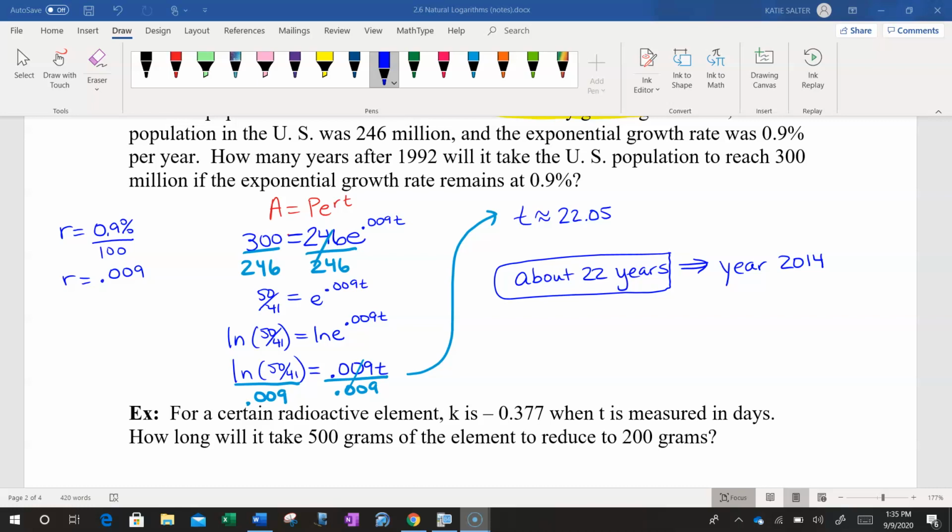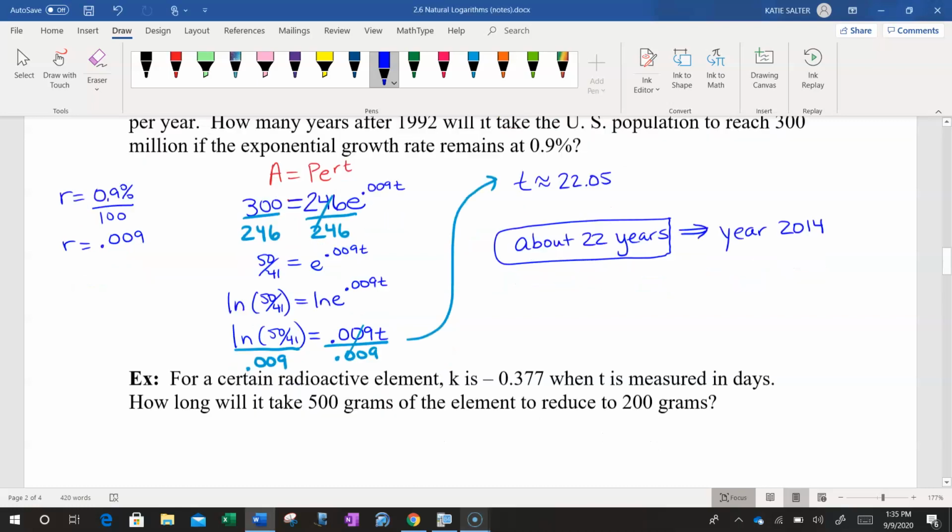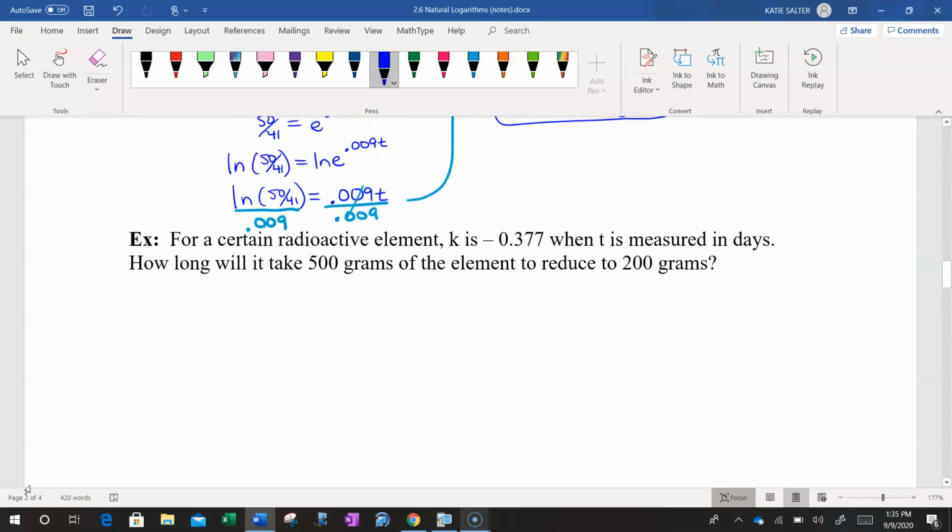In the end, we get just a little bit over 22 years. And even though this said about how many years, in case you had a problem where it said in what year, since this started in the year 1992, if we add 22 years to that, it would happen sometime in the year 2014.